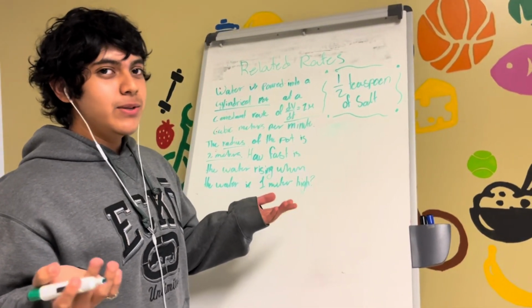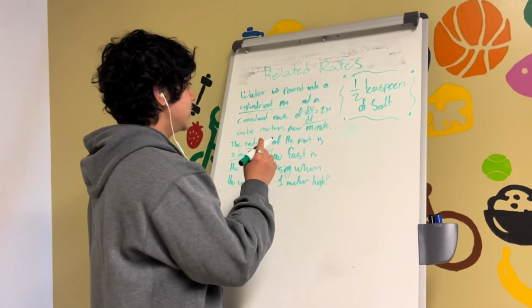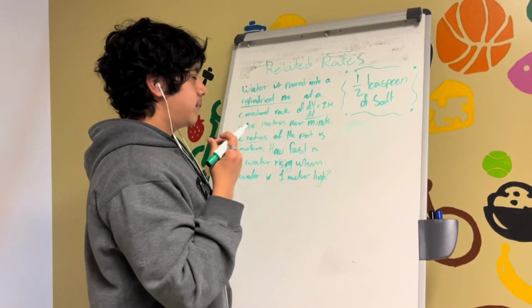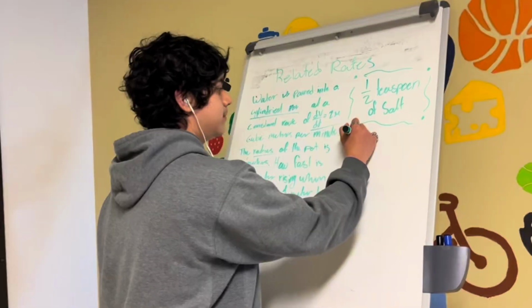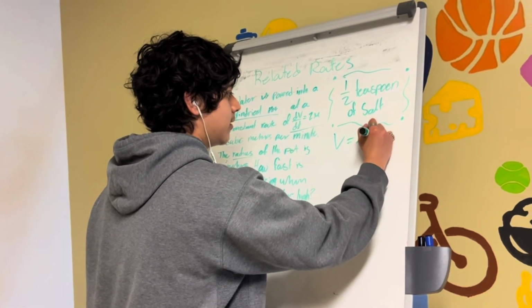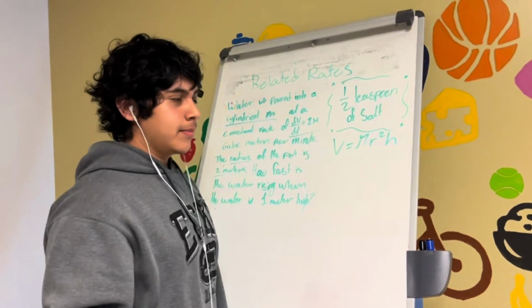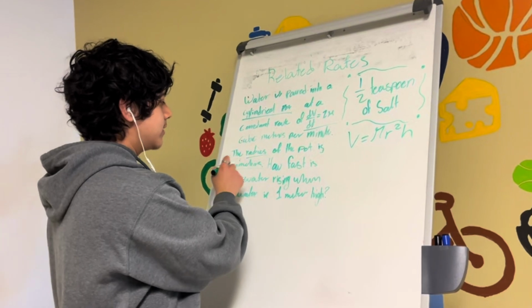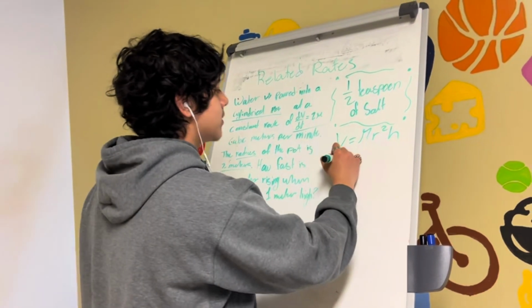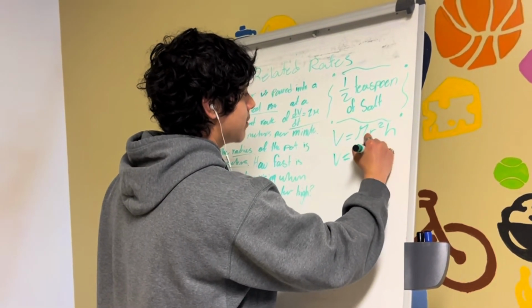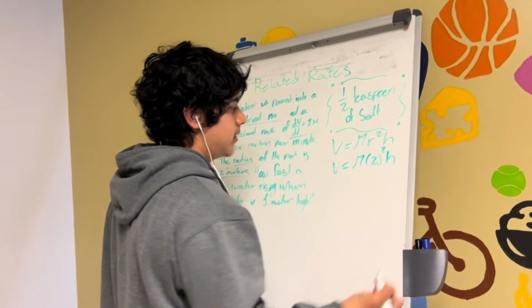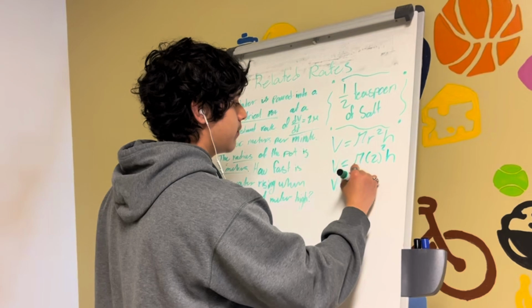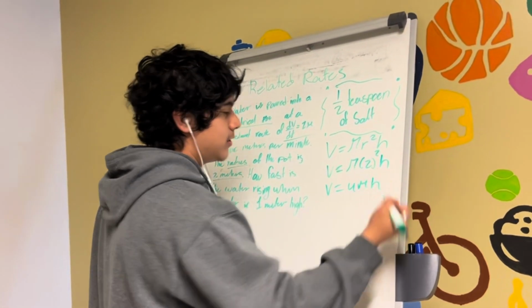So now we're going to be using the information given, which is a cylindrical pot. In order to find the volume of a cylindrical pot, we use this equation: V is equal to pi r squared times h. We are also given that the radius is 2 meters, so now we have to plug that in. So pi times 2 to the second power times h, which is basically just 4 pi h.